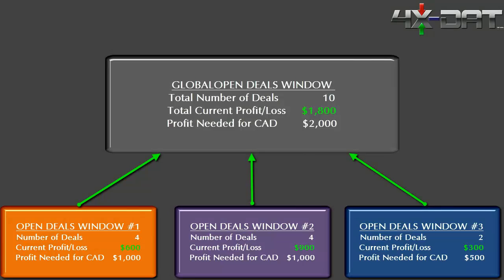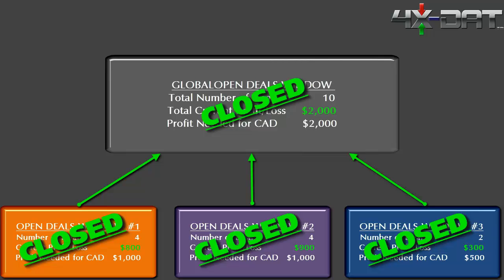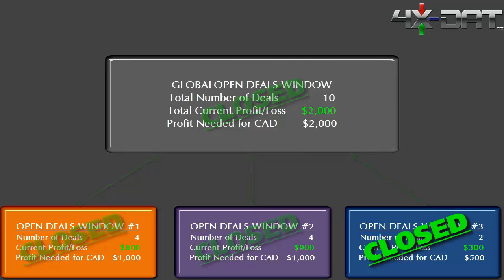Whichever event happens first will trigger the functions separately, so in this instance, if all 10 deals reach a profit of $2,000, the CAD function in the Global Open Deals window would close all deals, including the 2 deals in the individual window, even if they hadn't hit their $500 profit target.